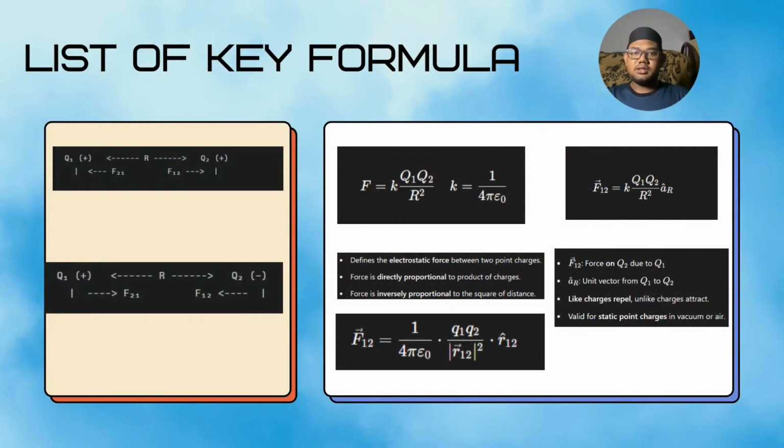On this slide, we see the basic statement of Coulomb's law. Coulomb's law defines the electrostatic force between 2 point charges. The force is directly proportional to the product of the charges and inversely proportional to the square of the distance between them. Here, Q1 and Q2 are the charges in coulombs, R is the distance in meters, and F is the force in newtons. This simple law helps us calculate the exact force acting between any 2 point charges.